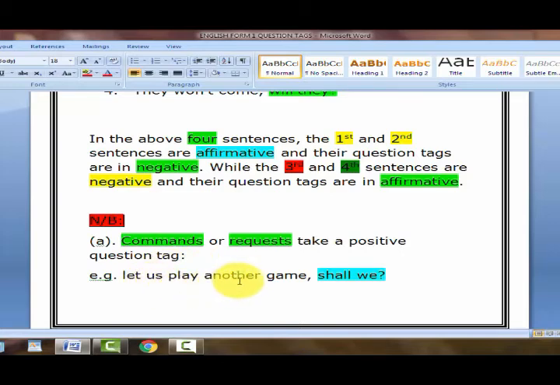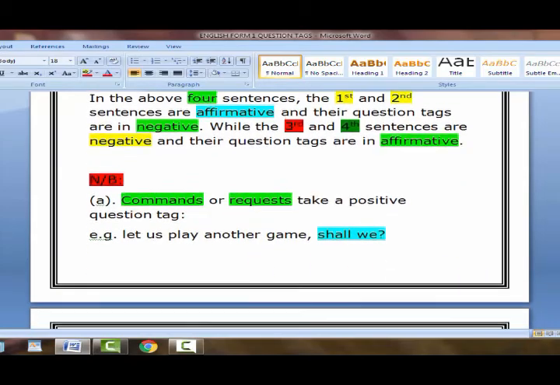Let us play another game. Shall we? Because us is an objective pronoun, your pronoun there becomes we. So, let us play another game, shall we? Let us go back again, go down.